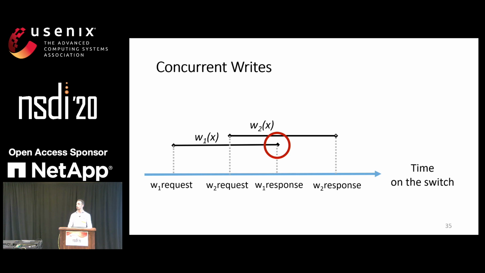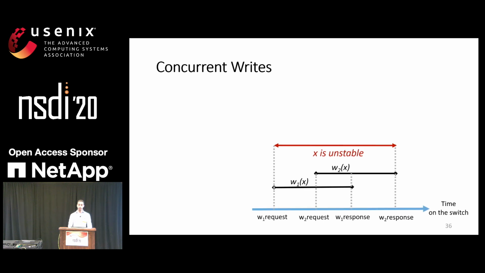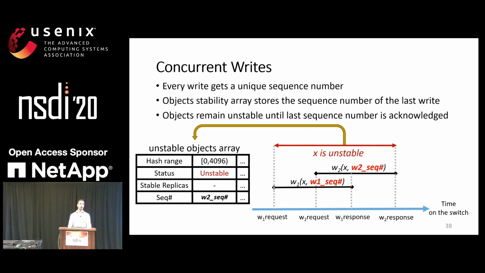So in FLAIR, we perform the safe decision, and we mark all this time of interleaving writes with the same key as unstable. FLAIR achieves this by assigning a unique sequence number for each write request. And the object stability array stores the sequence number of the last write. So in this example, write 2 came after write 1, which means that the object stability array for this key range will have write 2 sequence number. And this key range will remain unstable until the last write, which is write 2, response comes back at the switch.